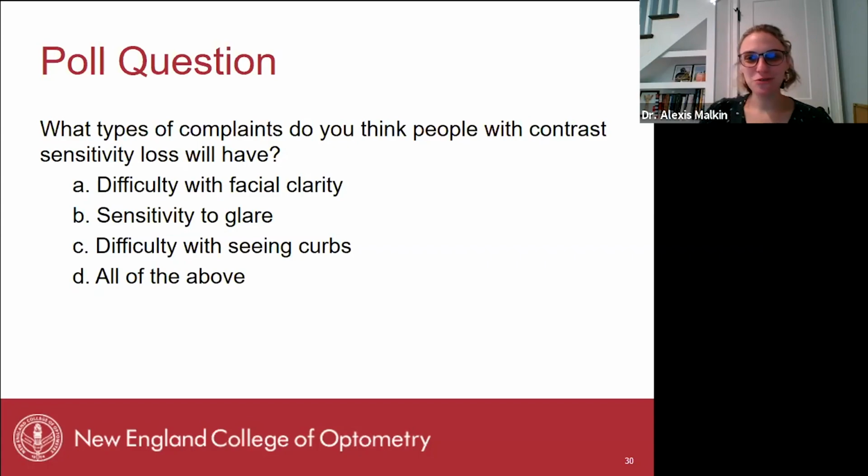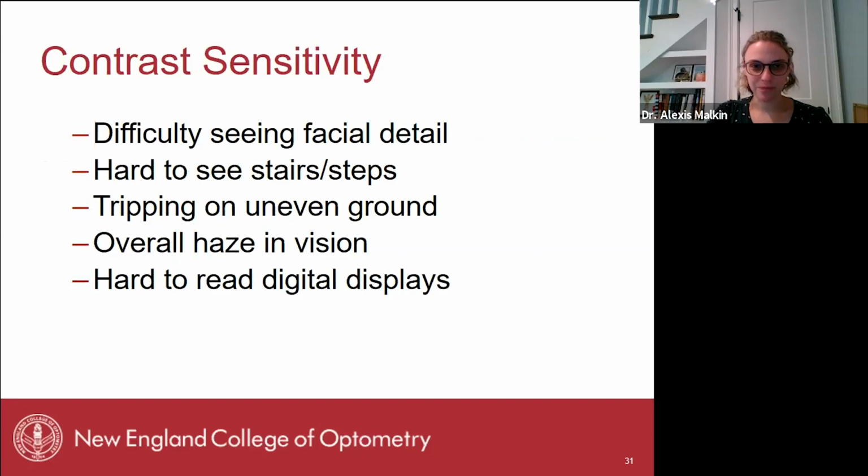So this is something you can do when you don't have a contrast chart. You can ask those directed questions, and you can find out if the acuity is relatively good, but the patient seems pretty unhappy, and these are the issues they're having trouble with. Now it might be more of a contrast sensitivity issue than an acuity issue. So that difficulty with facial detail is a really big factor with contrast loss. Difficulty with stairs and steps, particularly going down the stairs, tripping on uneven ground, uneven sidewalks, tripping in holes on the grass or on dirt.